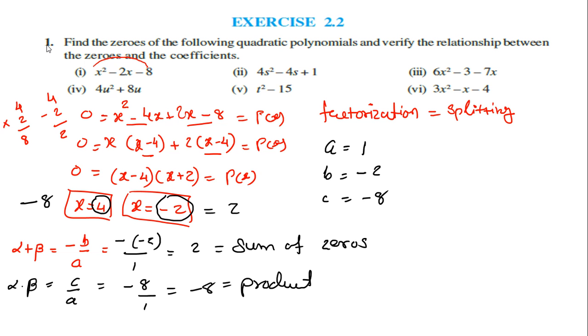Okay, then this is the final answer. Sum of zeros 2, product of zeros minus 8. It cannot be 2 because here we have verified also.